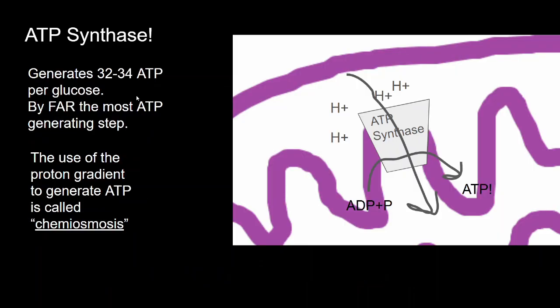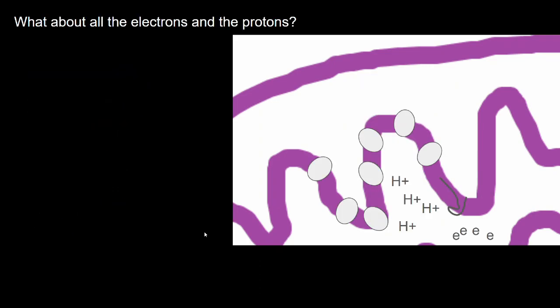And what ATP synthase does is that it generates 32 to 34 ATP per glucose. And this is by far the most ATP generating step. And by the way, guys, this uneven amount of protons in the intermembrane space compared to the mitochondrial matrix that we created is called a proton gradient. And the use of all these protons out here rushing back in as a source of energy is called chemiosmosis. Those are two important terms to know also.